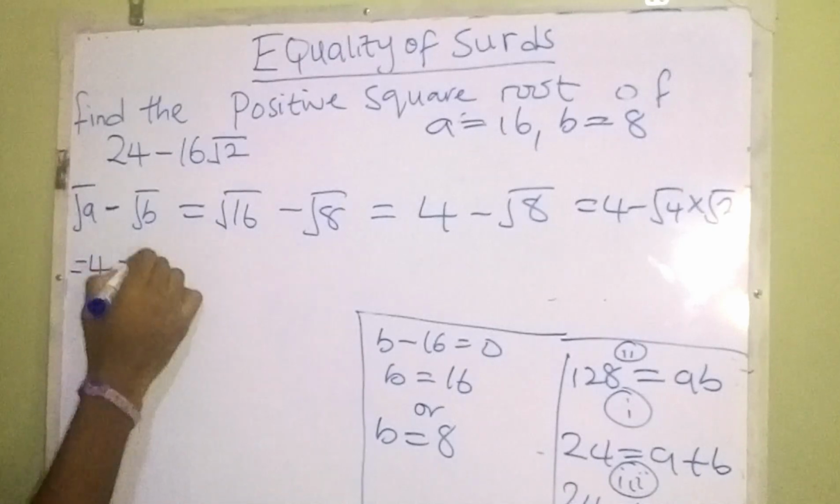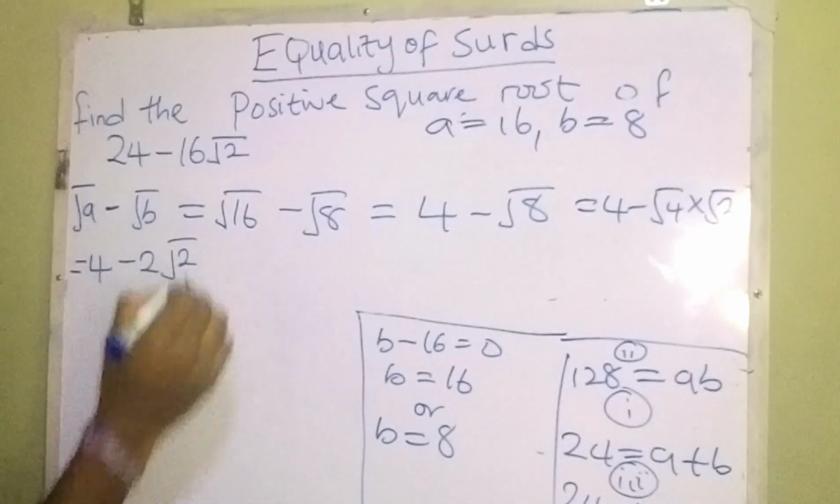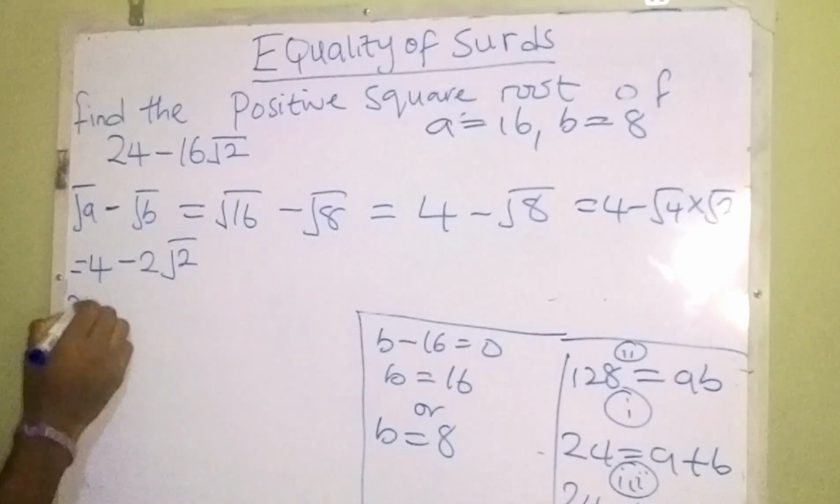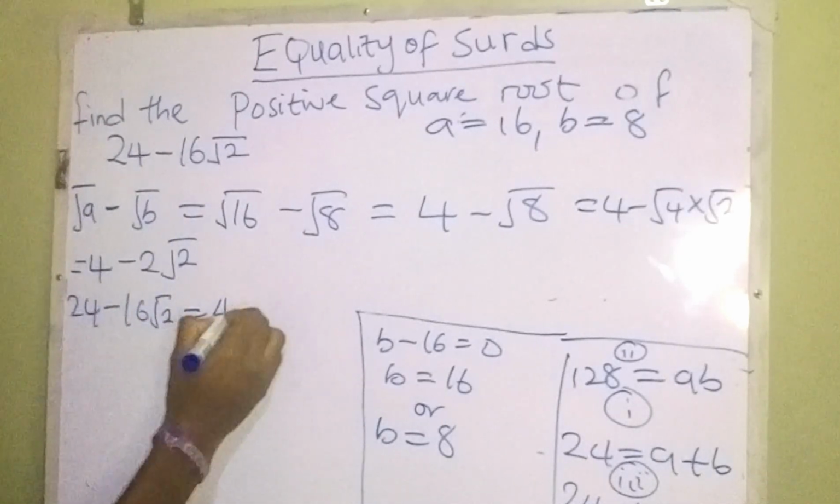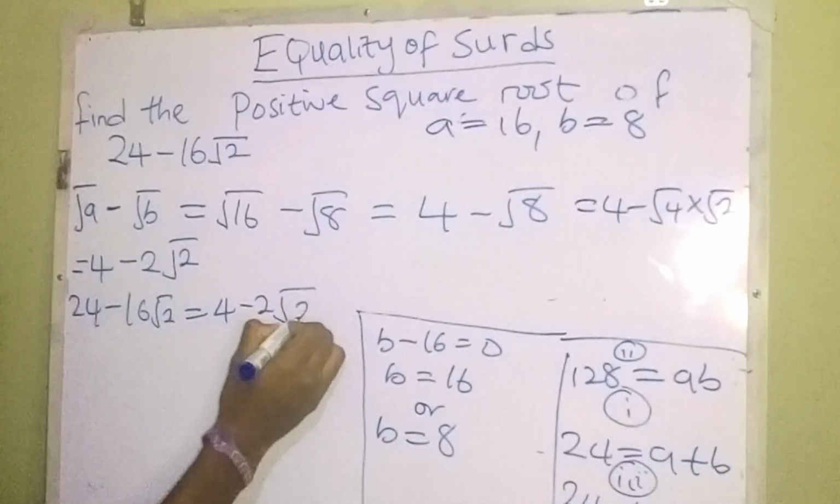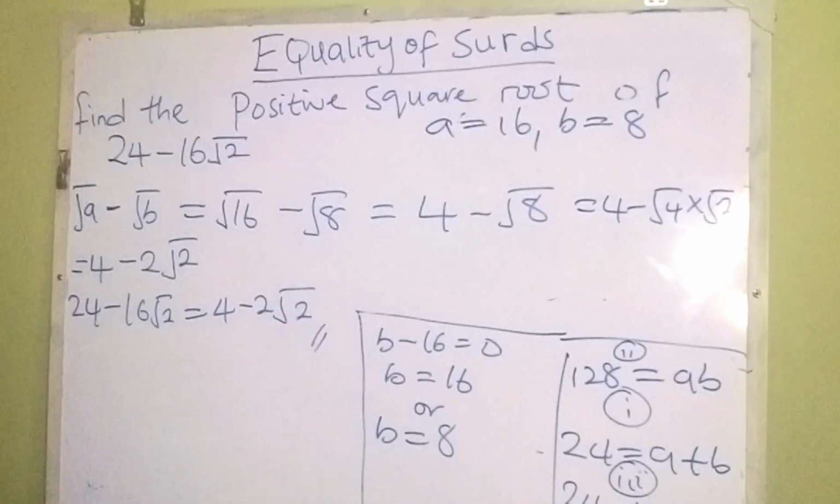So therefore my final answer will be 4 minus 2 square root of 2. Now, we now have square root of 24 minus 16 square root of 2 is equal to 4 minus 2 square root of 2. And this is our final answer.